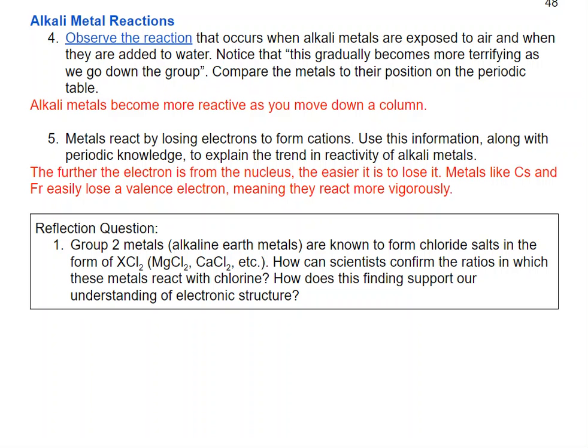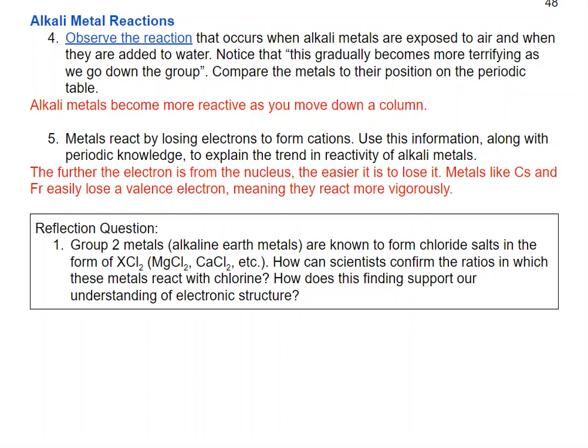So we can confirm those ratios using percent by mass. If we take this magnesium chloride salt and we do its percent by mass, we can figure out that there's twice as many atoms of chlorine as there are magnesium. So we can support that ratio using information from mass spec. How does this finding support our understanding of electronic structure?